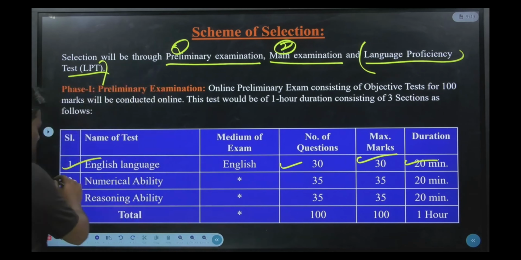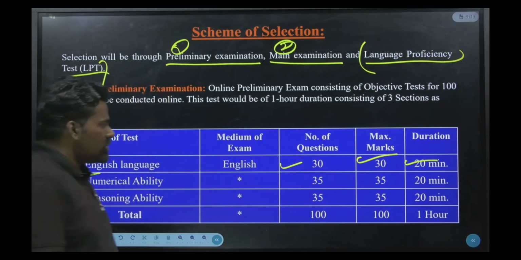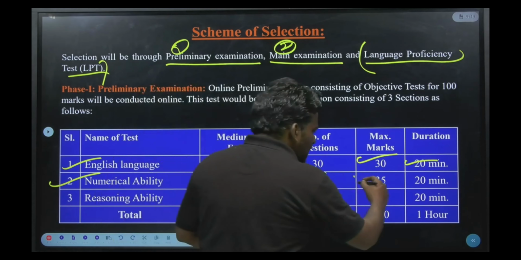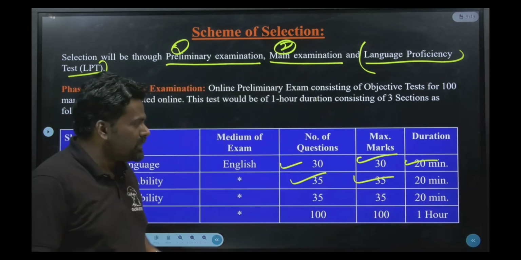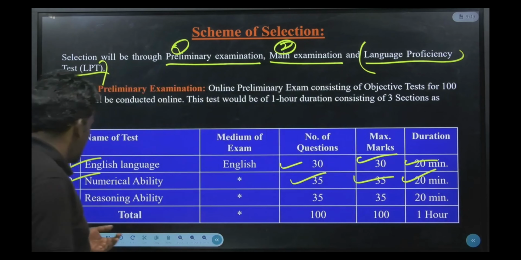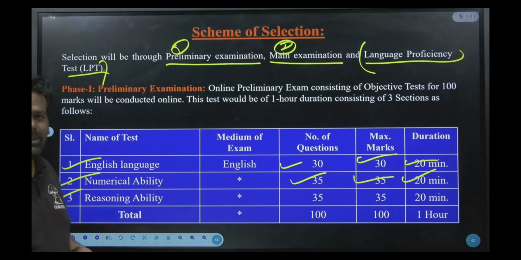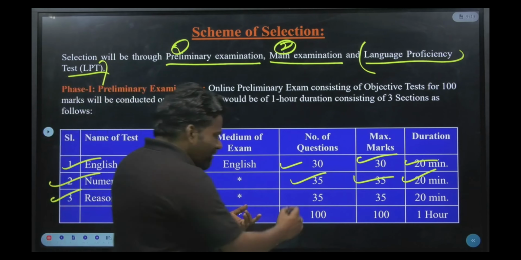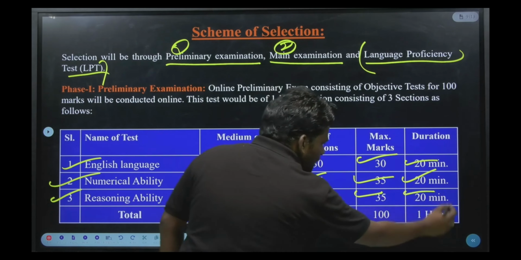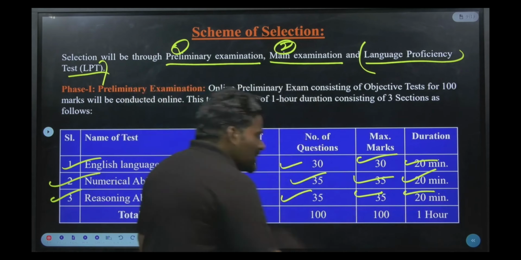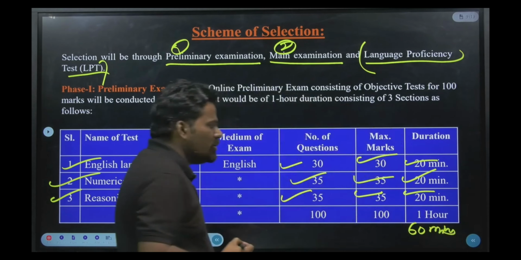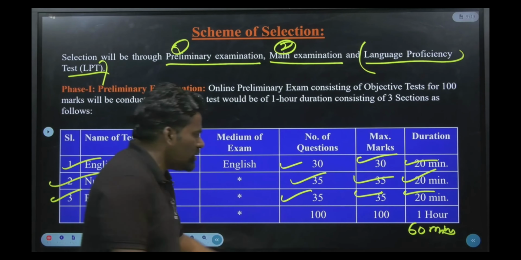The second subject is numerical ability, correct? The number of questions will be 35, and you will be writing those 35 questions for 35 marks. Those questions you have to solve in 20 minutes. Then reasoning ability, you have to solve 35 questions, 35 marks, in 20 minutes. So totally you have 60 minutes, okay?